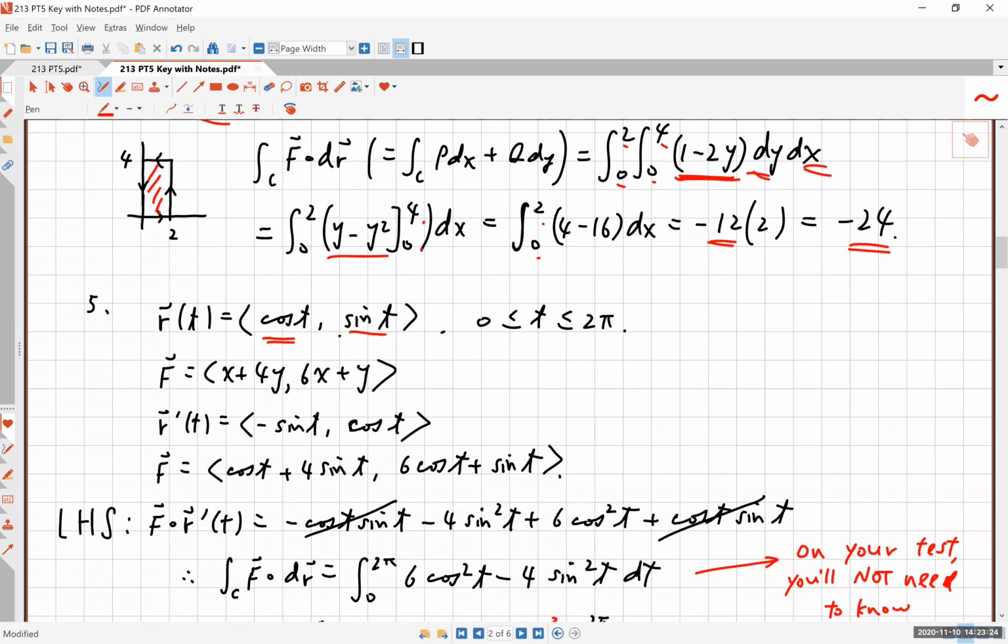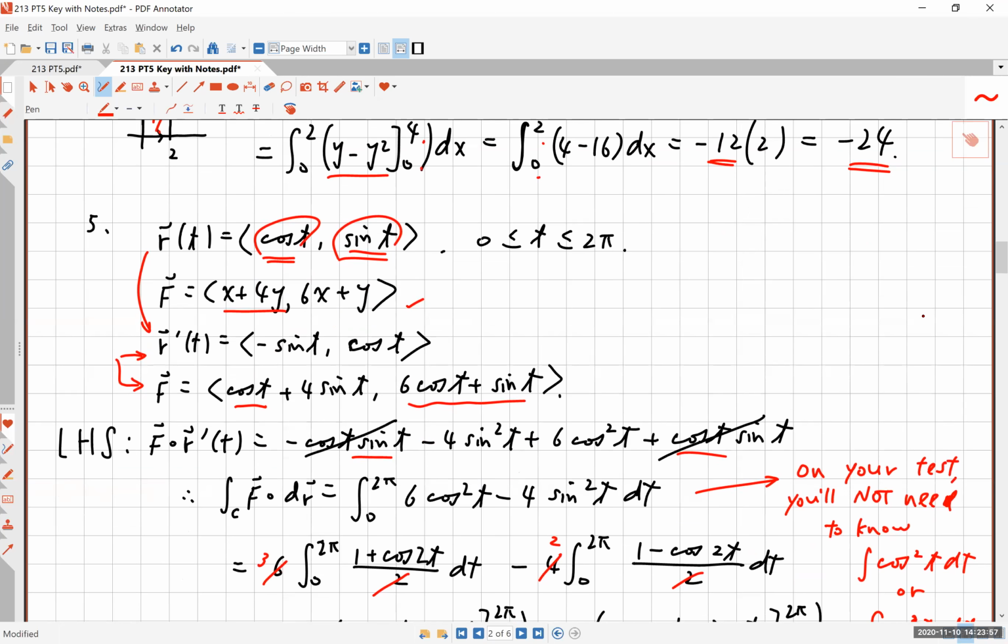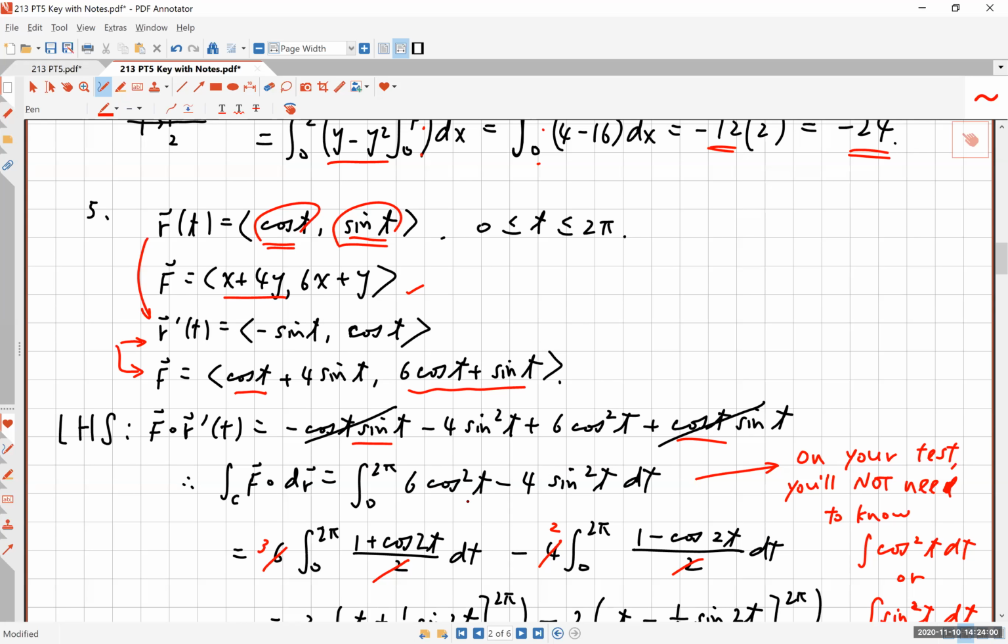Not surprisingly, the parameterization of the unit circle is cosine t, sine t, as t goes from 0 to 2 pi. F is copied here. The derivative of the parameterization is given. And F is written in terms of x and y. Well, remember, this is x and this is y. So x plus 4y, for instance, becomes cosine of t plus 4 sine of t. Do the similar thing for the second component. Then you take the dot product of F and r prime. Things cancel. You can do this on your own. And then you have a negative 4 sine squared and 6 cosine squared.